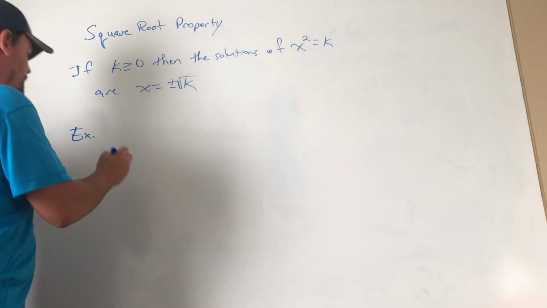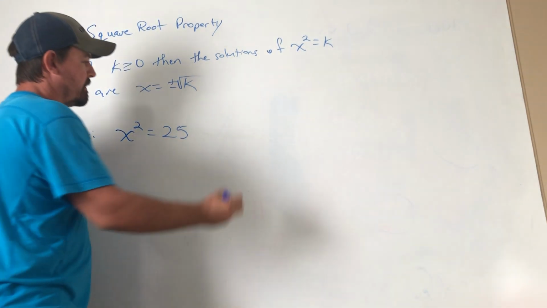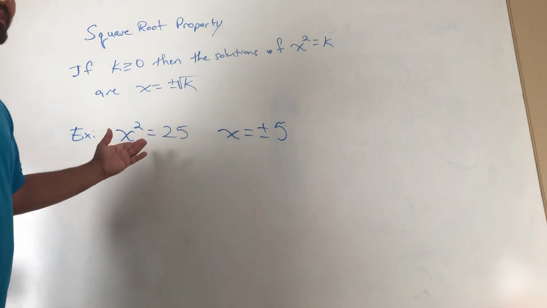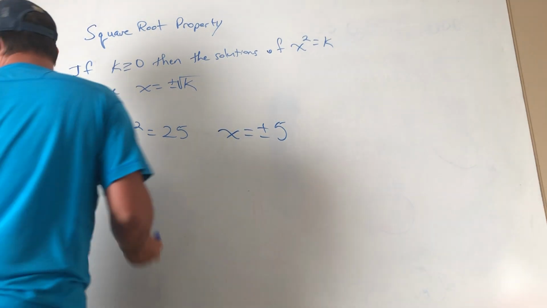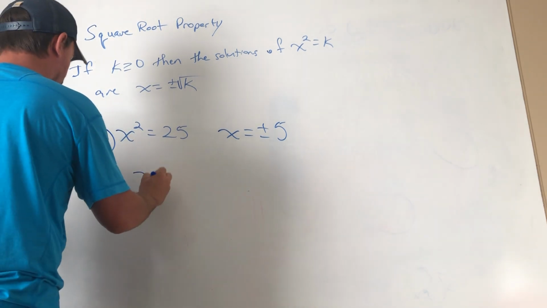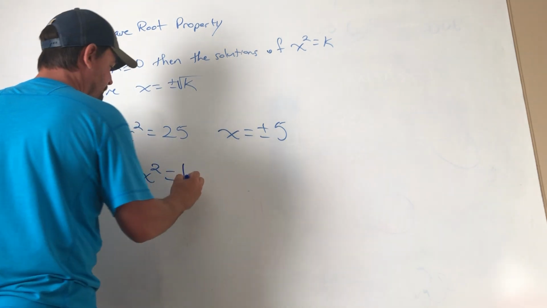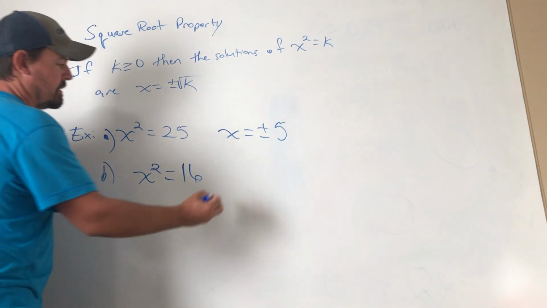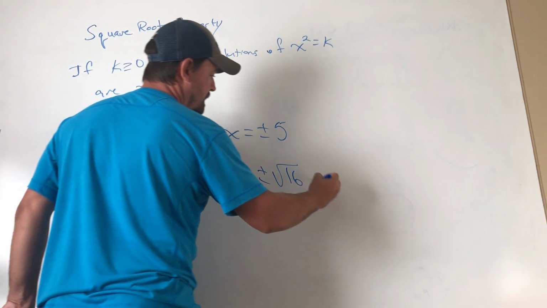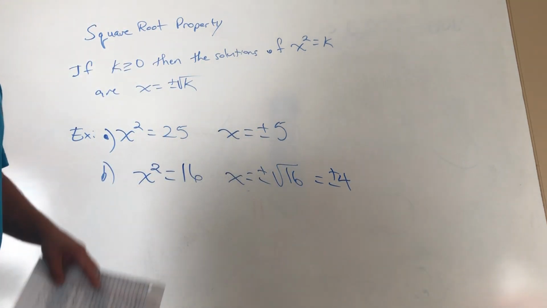So our examples here start with x squared equals 25. X squared equals 25, and x equals plus or minus 5, because the square root of 25 is 5. Okay. So if we look at the next one, call that one A. Next one we'll call B. What if I get x squared equals 16? Okay. So that means x equals plus or minus the square root of 16, which is the same thing as plus or minus 4, because the square root of 16 is 4.